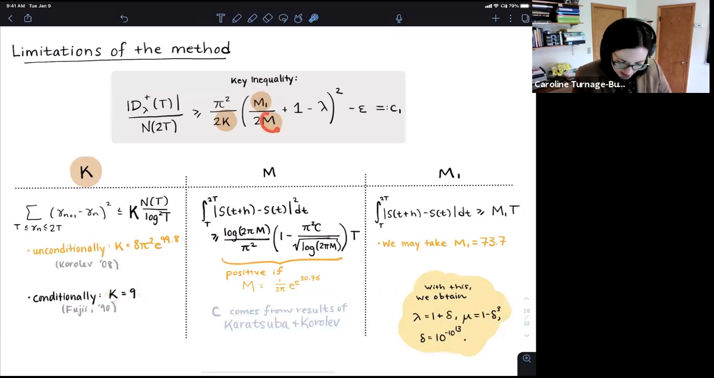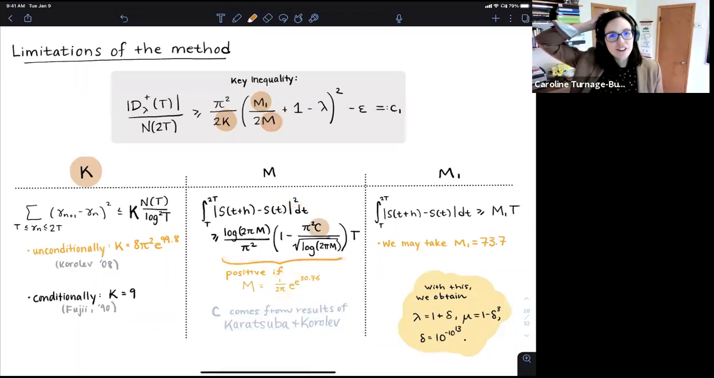So that's one place for improvement. There's also this M. Now I've used the same notation in the paper just in case you go back and want to compare. But this M comes from doing the second moment of the argument of the zeta function, these shifts. And we get this inequality and we have to show it's positive, and we can show it's positive if M is this number here. But if you've got a good eye, if your eyes haven't glazed over yet, you see, oh God, Caroline, there's another constant in there. It's a C. This comes from some results of Karatsuba and Korolev. So if you want to improve that, then you have to go back to those papers.